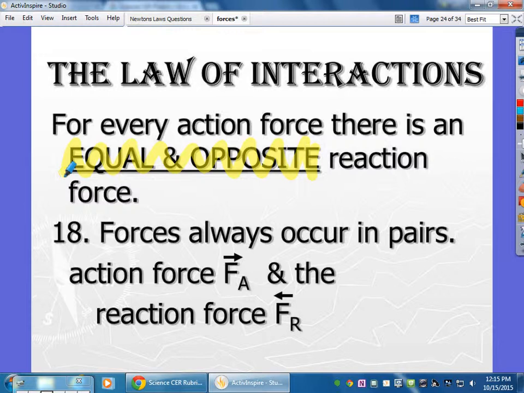It's equal and opposite, because I'm going to hypothesize that in 5 minutes from now I'm going to ask you a question, and 50% of you are going to miss it because you didn't get equal and opposite.